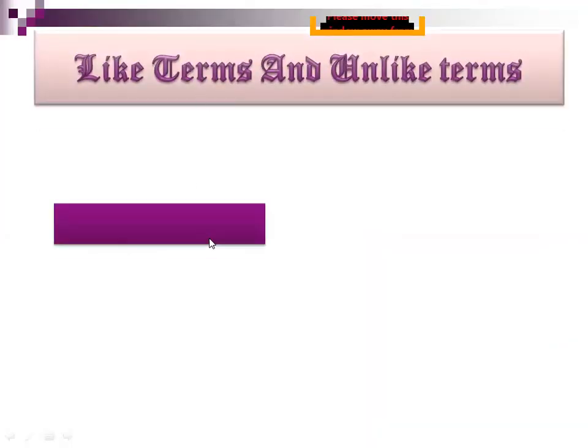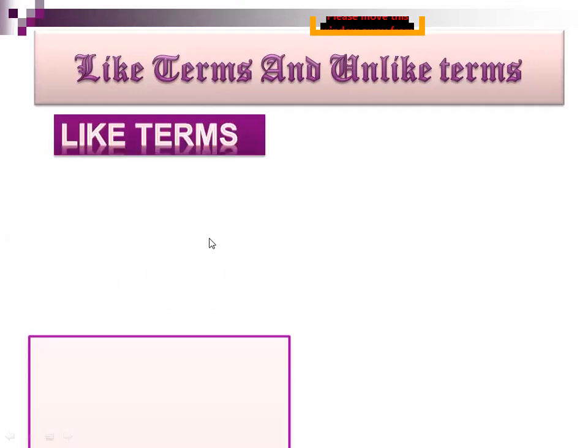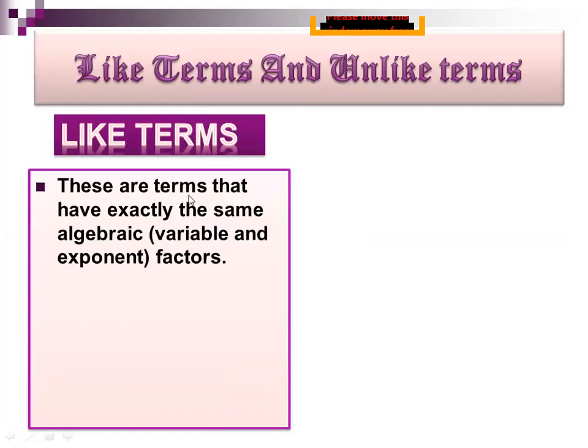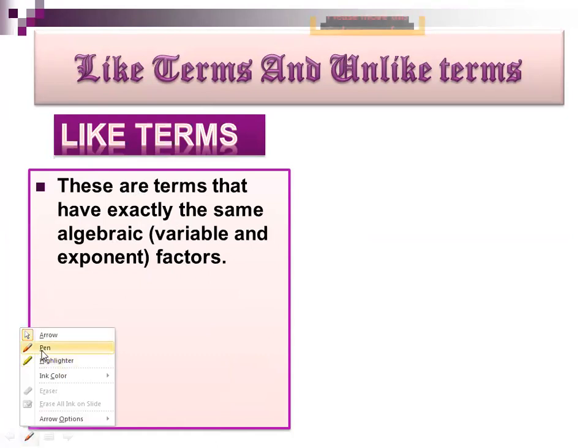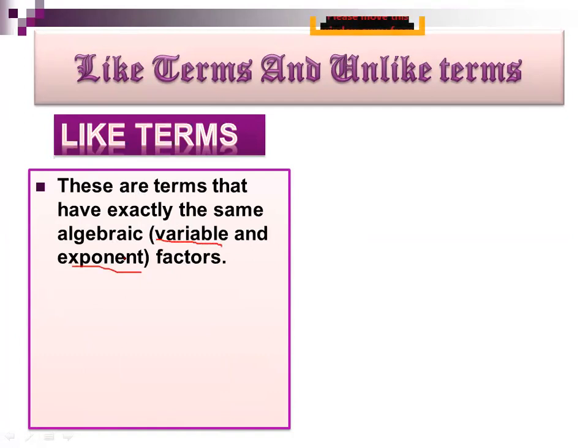Now move on to the next one: like terms and unlike terms. This is a very easy and simple topic. Like terms are the terms that have exactly the same algebraic factors. What are those algebraic factors? Algebraic factors means variable and exponent. If your terms have the same variable and the same exponent, you will say they are like terms.